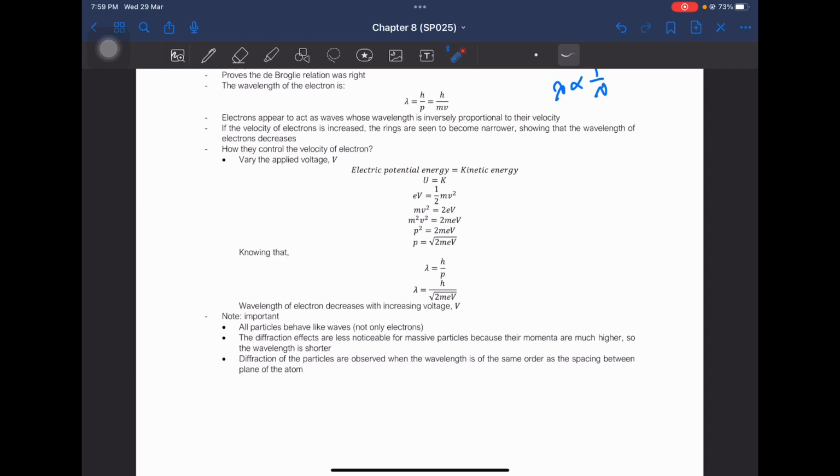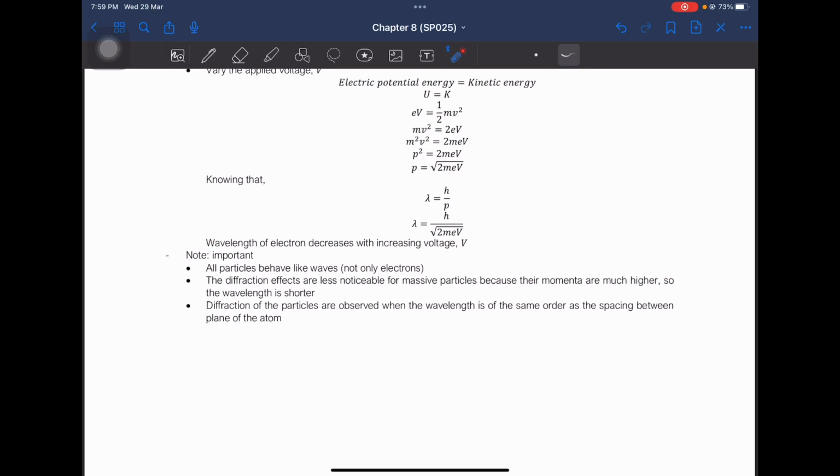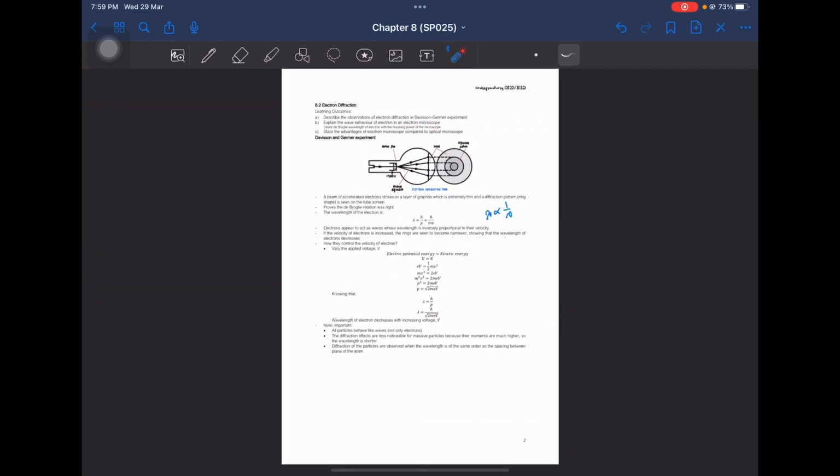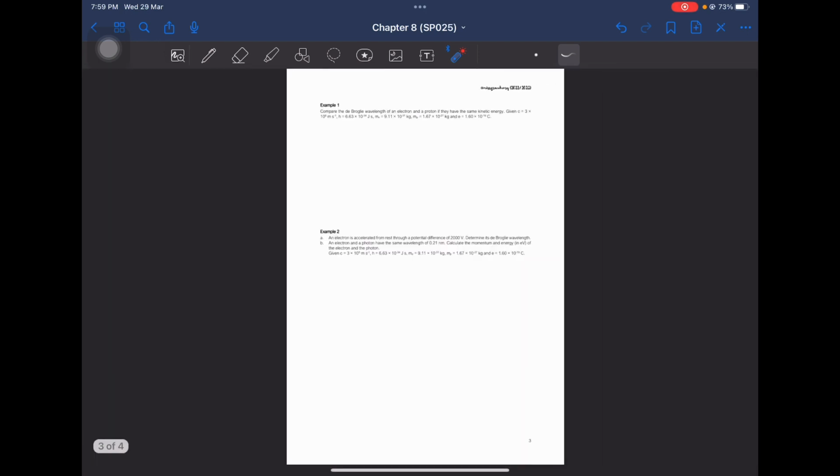Okay, so what you need to know: all particles will behave like waves, not only electrons. The diffraction effects are less noticeable for massive particles because of their momentum that is much higher, so the wavelength is shorter. Diffraction of the particles is observed when the wavelength is of the same order as the spacing between planes of the atom. Okay, so that's just some of the notes that you need to know.